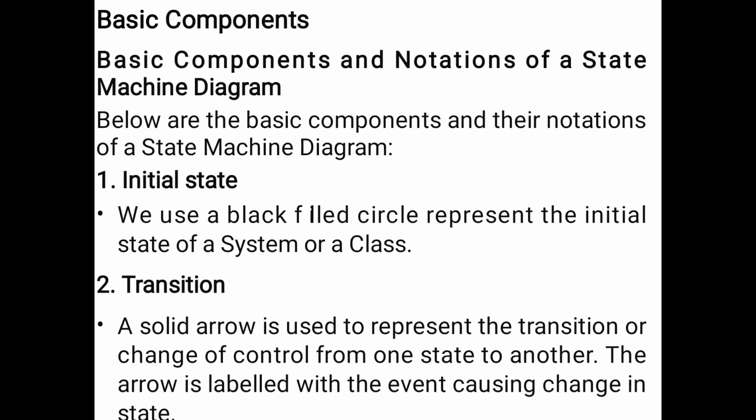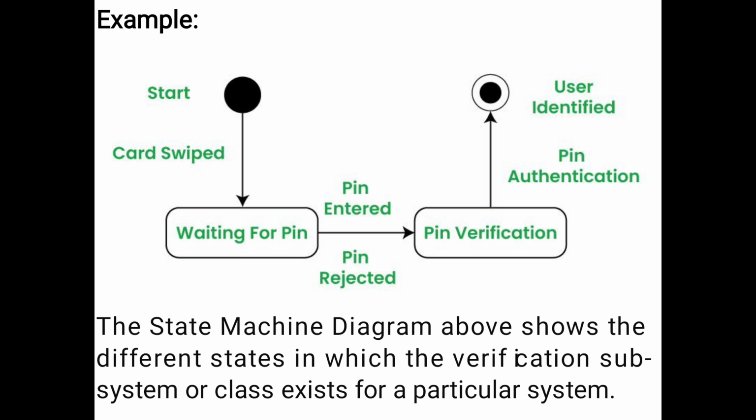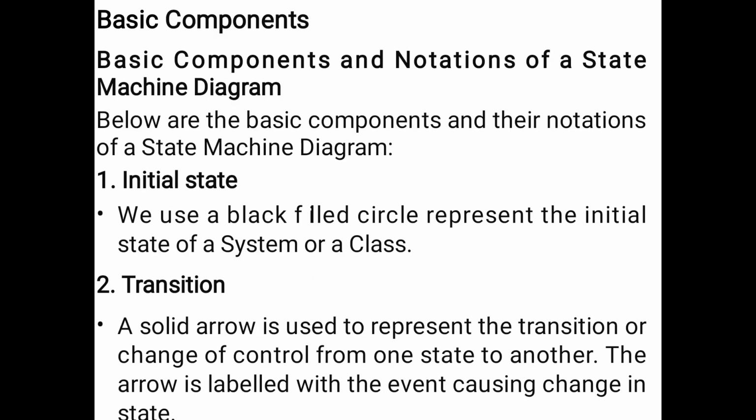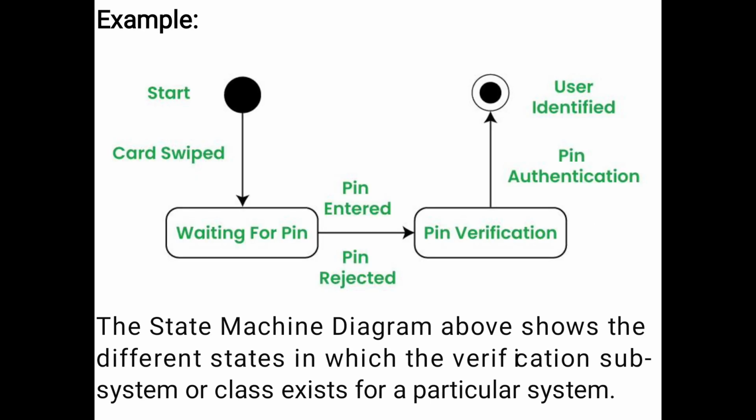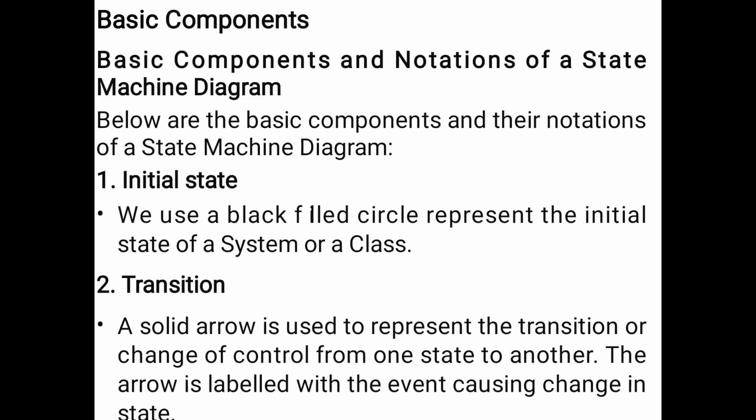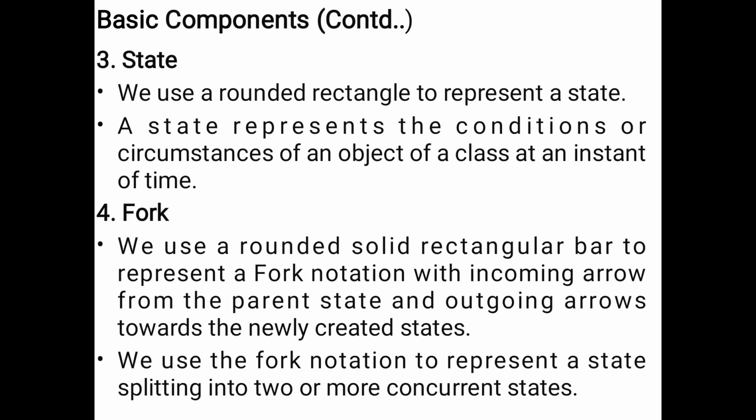The basic components in a state machine diagram are, first, the initial state. It is a black filled circle that represents the initial state of a system or a class. Then transition. A solid arrow is used to represent the transition or change of control from one state to another. The arrow is labeled with the event causing the change in that state.